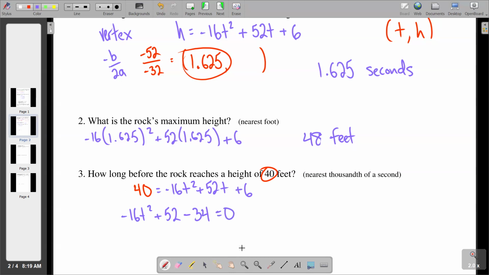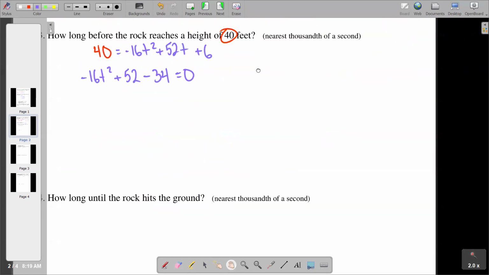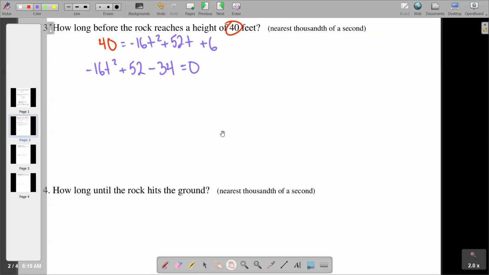Since we're about to have to do the quadratic formula, I'm not opposed to what Jordan said. I'm not opposed to pulling out a GCF. You can go either way. Since you're going to use a calculator anyways, who really cares? But if you want to, you can divide every number by 2. So let's knock it down a notch. So we're going to rewrite this now as negative 8 t squared plus 26 t minus 17.